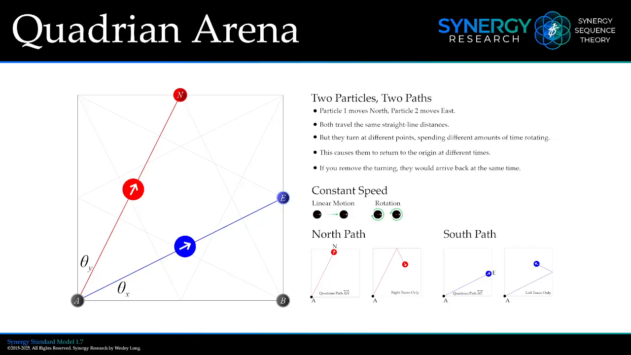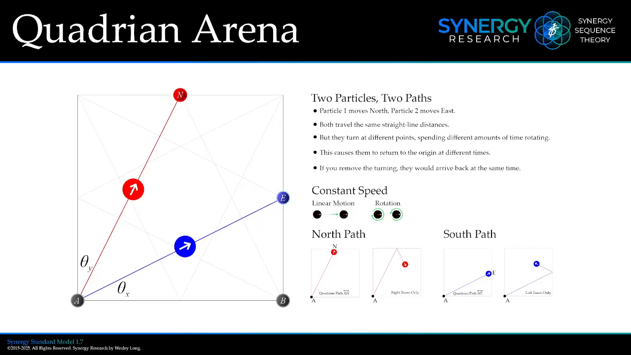Turning costs time. The red path, the north path, requires a series of right-angle turns. This is shown in the bottom left inset, right turns only. That particle is rotating more frequently, breaking its motion into shorter linear segments with angular corrections. The blue path, the south or east path, involves fewer directional changes, or in this case, left turns only. It flows more directly. Less turning, less angular delay.